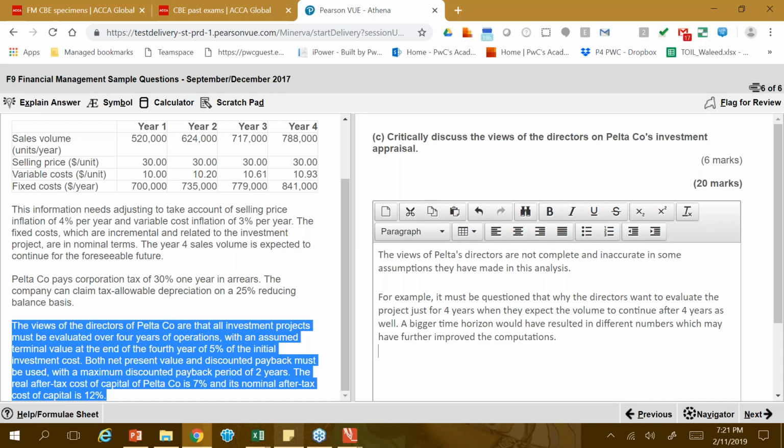Okay. Second point. Assumed terminal value at the end of 4th year of 5%. It needs to be seen how the directors have reached the assumption of having 5% terminal value, and if this is too low or high, as it will impact the NPV computations above.